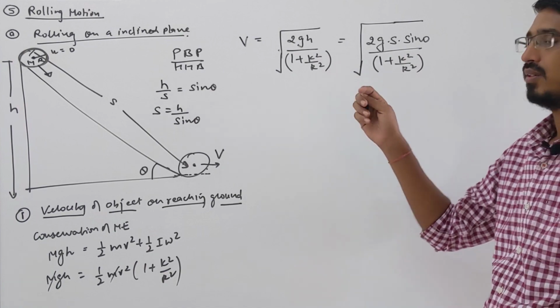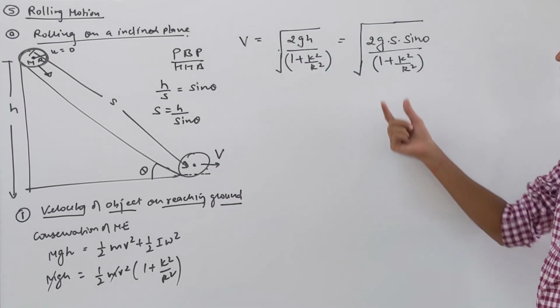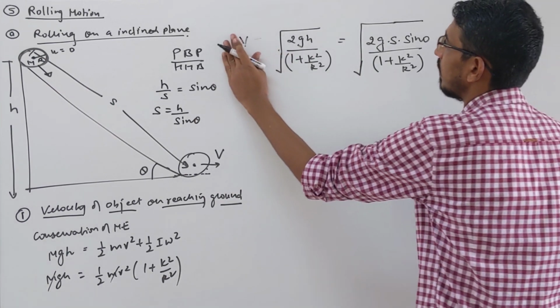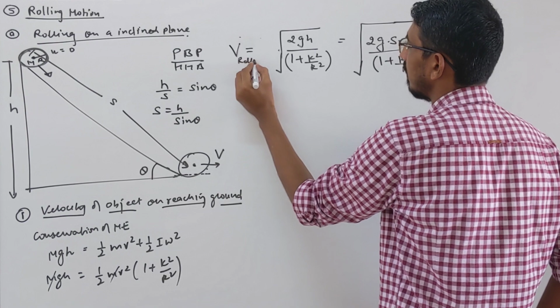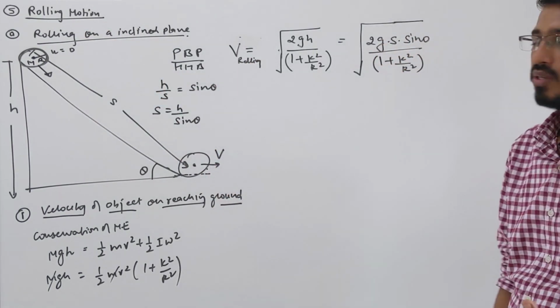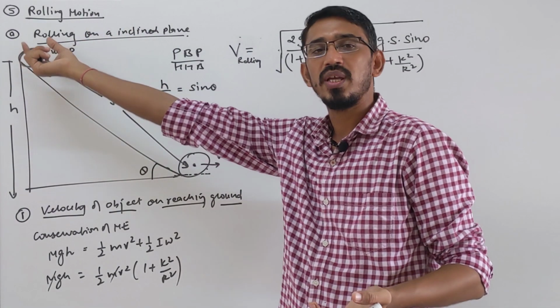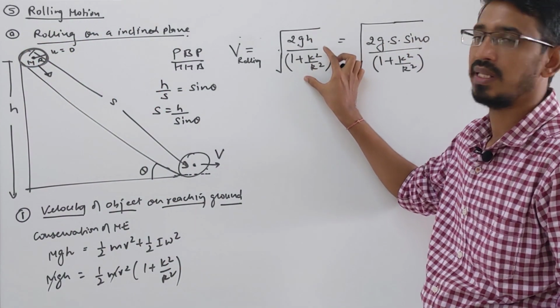Now k is root of I by m. We have discussed this. So if you watch here, this is called velocity in case of rolling, when an object is rolling and coming down. In Newton's laws, we found when some object like a block is placed here and slides down, and then we have to find velocity, only this term comes, this term is not there, that's all.